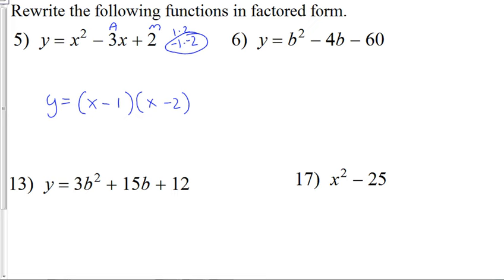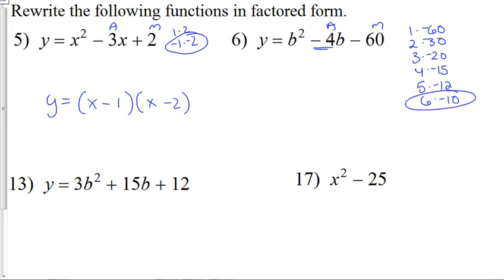Here's another one. The factor list for 60 is much bigger, but it's still two numbers that multiply to be negative 60 and add to be negative 4. So if you can't think of those numbers right away, then you start writing them. And this negative 4 tells you that the bigger one has to be negative. So I'm going to start by writing down all the factor pairs. And when I get to one that I think is pretty close, I'm going to stop. So 5 goes into there negative 12 times, 6 goes into there negative 10 times, and there it is. So the answer is, in factored form, b plus 6, b minus 10.